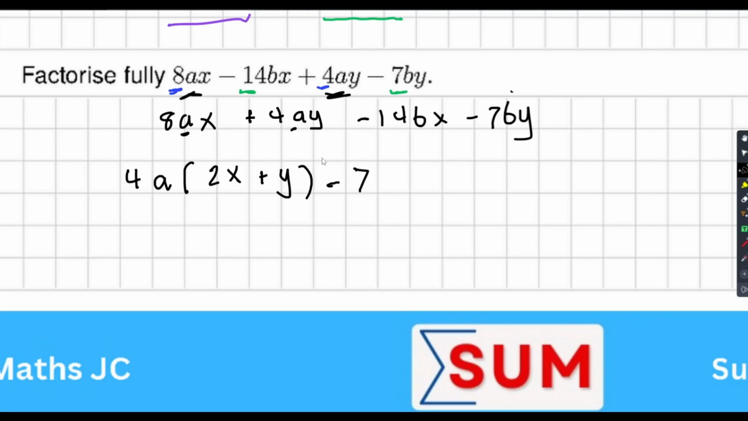The highest number is 7. We see that they share a b, so we take out a minus 7b. And again, x here, no x there, y here, no y there. So minus 7b is our highest common factor.